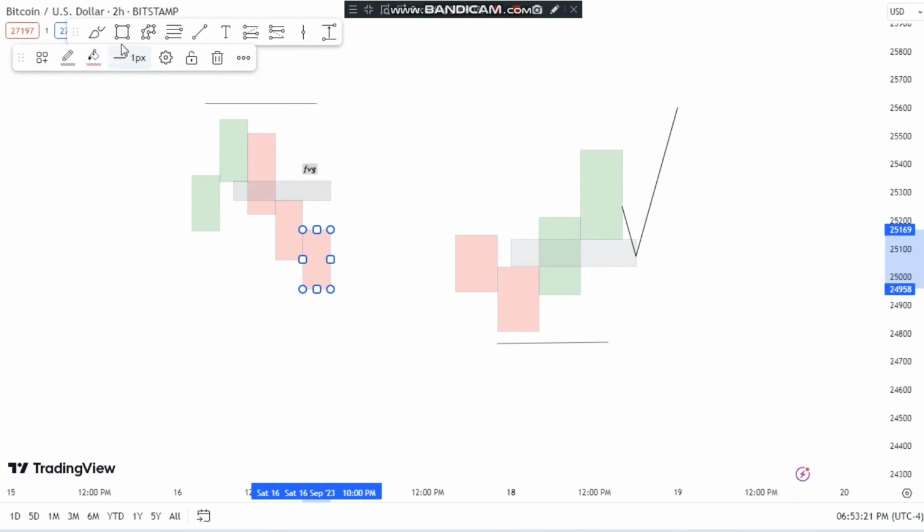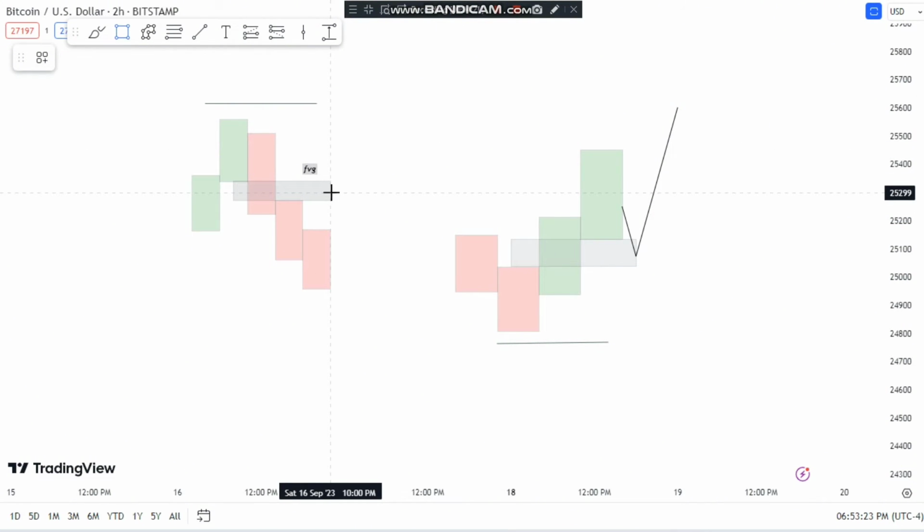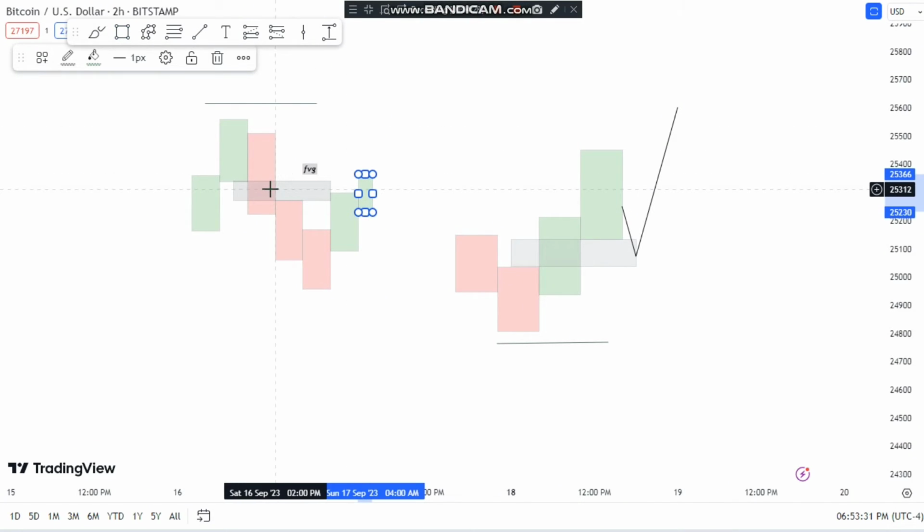So what the price does is the price goes up like this and it closes above this fair value gap. This was the fair value gap and the price was supposed to go down from here, but you can see that this candle closed above it. The body should be above this fair value gap.